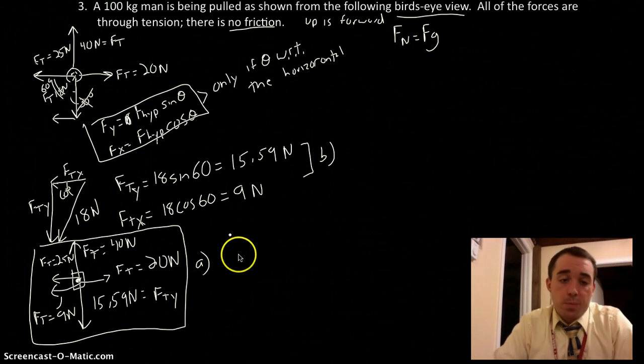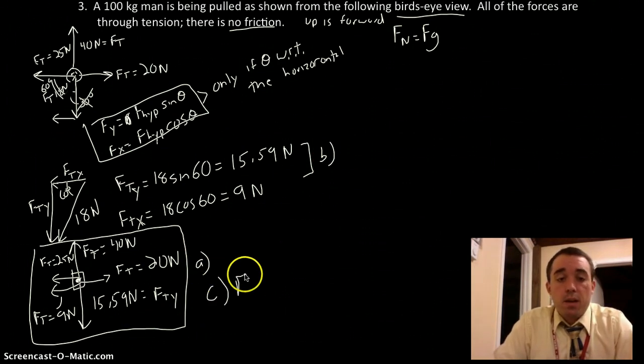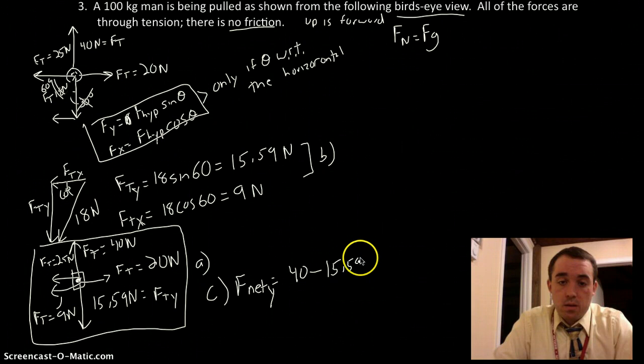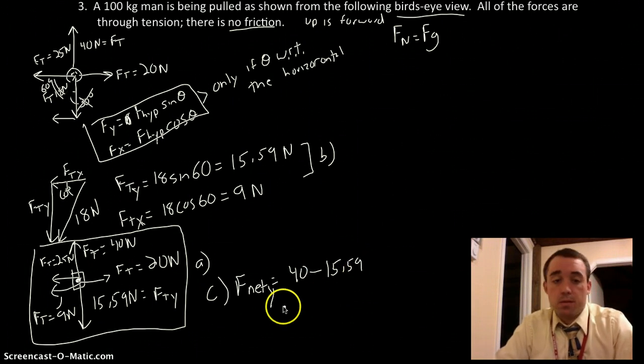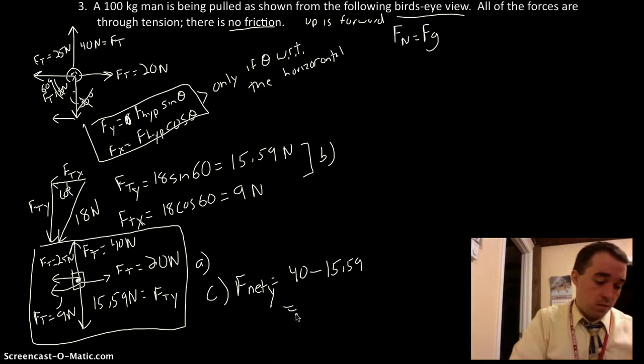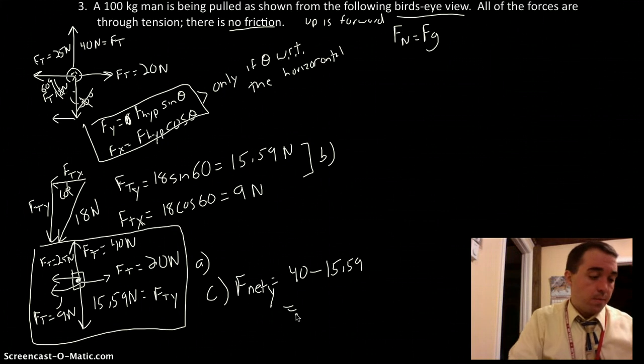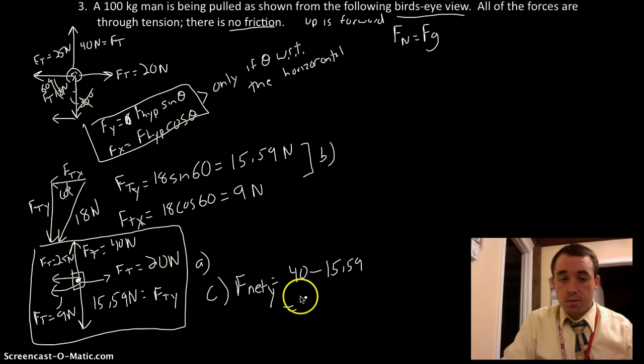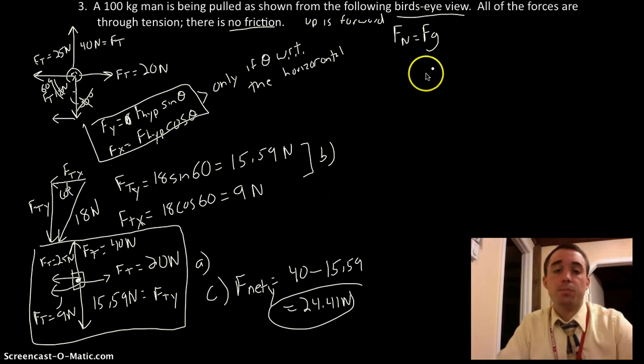Determine the net vertical force, part C. Well, the net vertical force, we only have two forces vertically. F net y is our vertical force. You do total up minus total down. So really, in this case, it's total forward minus total backwards, which gives us 24.41 newtons. Hold on to that for a second.